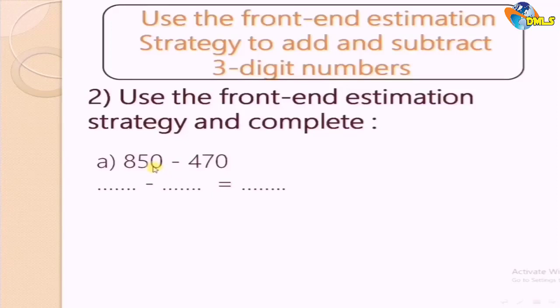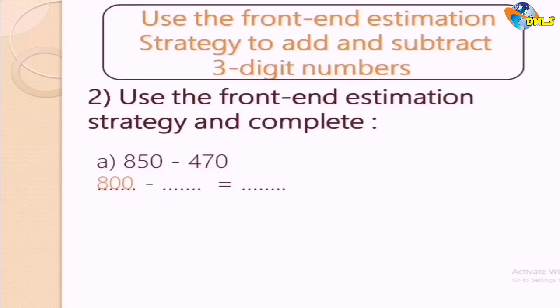How many digits? 3 digits. So, of course, we will look at the hundreds place. Here in the hundreds place, I find 8. What is the value of 8? 800. So, the estimation of 850 is 800. Second number, 470. It's a 3-digit number, so of course we will look at the hundreds place.